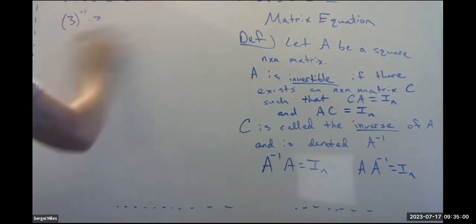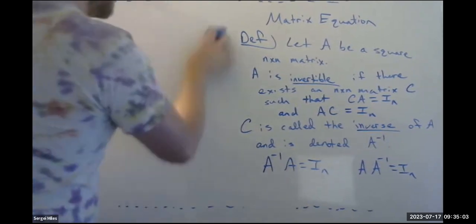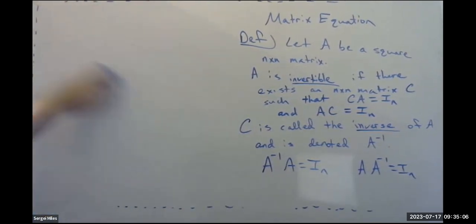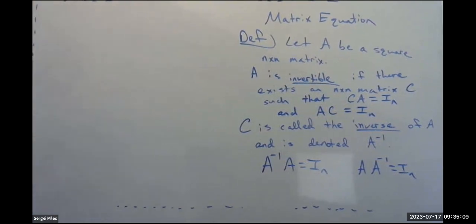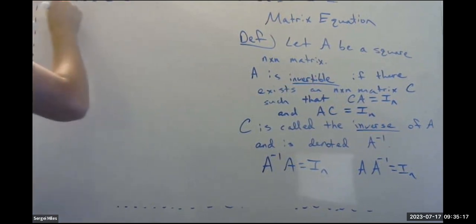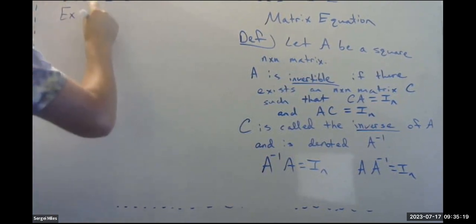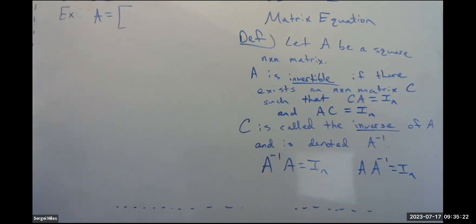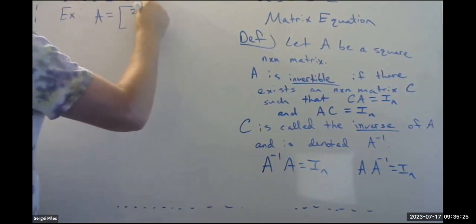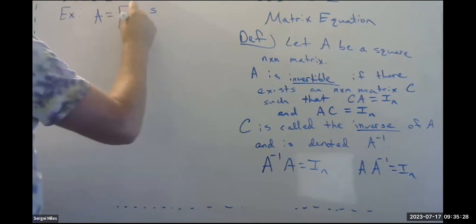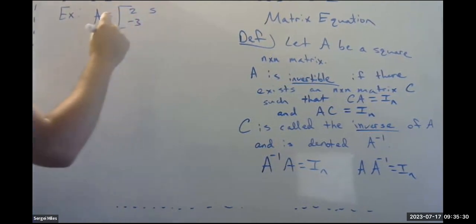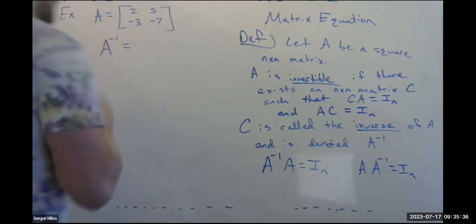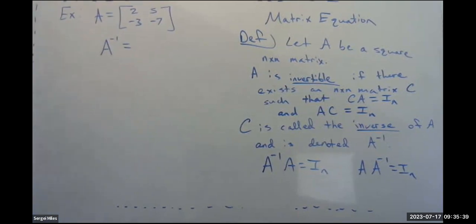All right, great. Well, now the question is, how are we supposed to find A inverse? How do we find the inverse matrix? Well, first, before we do that, let me just show you an example of how this works, or what this looks like in practice, and then we'll talk about how to find A inverse. So let's suppose A equals the matrix 2, 5, -3, -7.